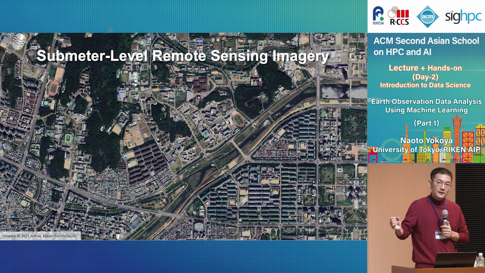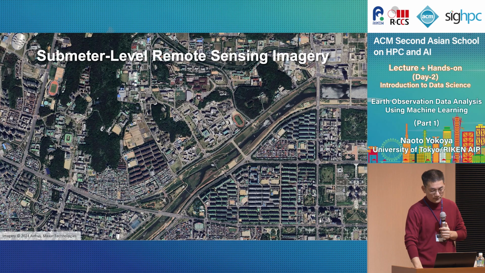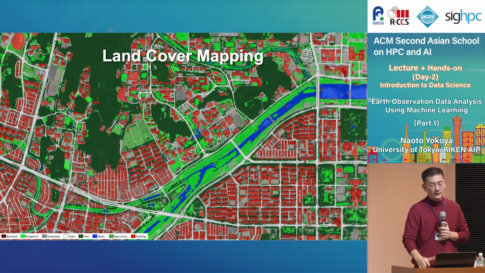So sub-meter resolution remote sensing imagery looks like this. And when we perform classification, we can quickly get this kind of map. So where is building, where is road, where is agricultural field or forest or water, and so on. This is semantic information, and the task is classification of every single pixel.